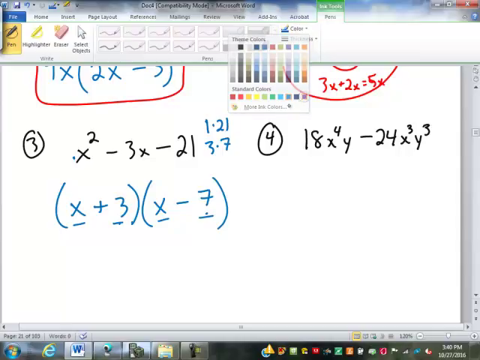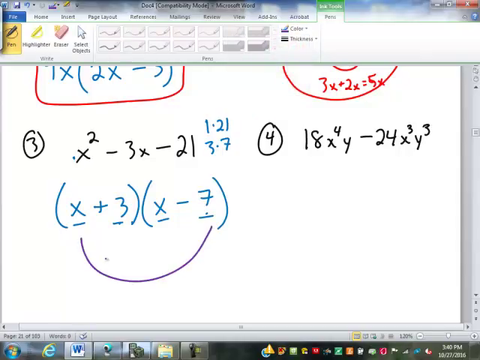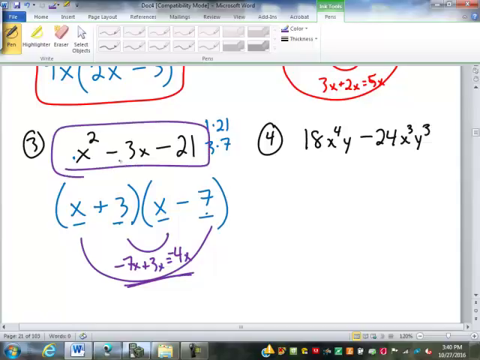So if we check that on the outside, x times negative 7 is negative 7x. And on the inside, 3 times x is positive 3x. That gives us negative 4x. Doesn't work, does it? If we switch it, it'd give us a positive 4x. Is that what we want? No. This one can't be factored.